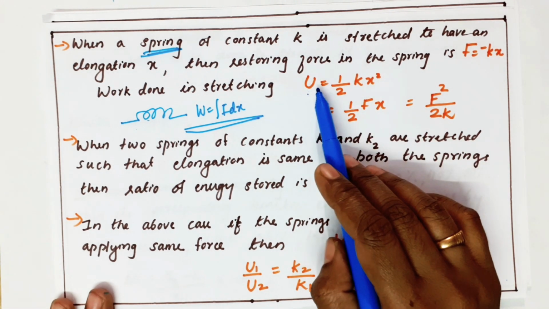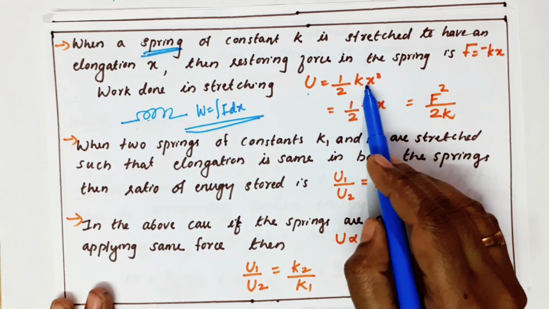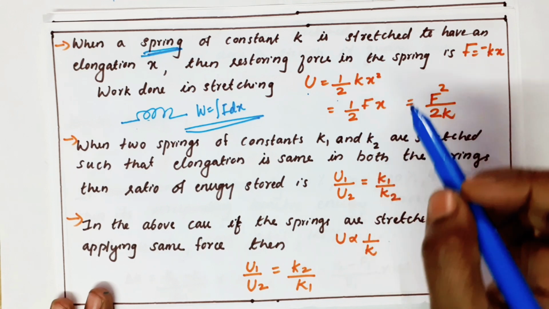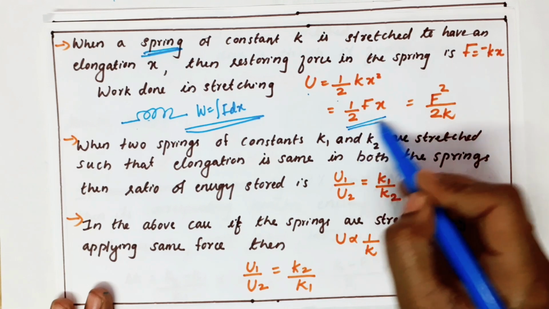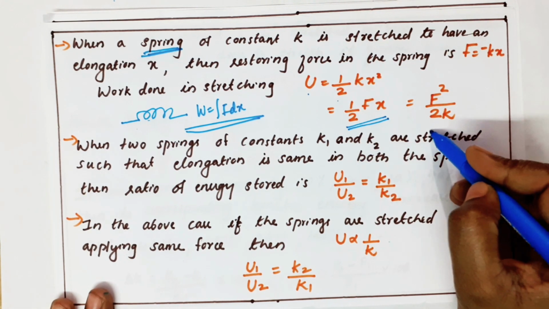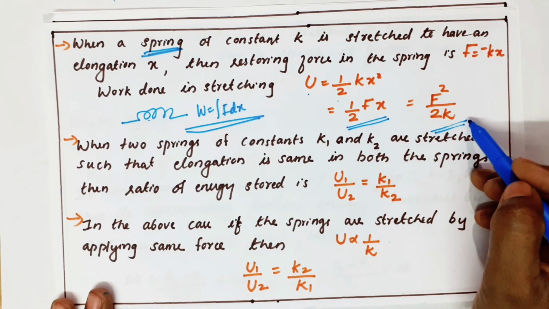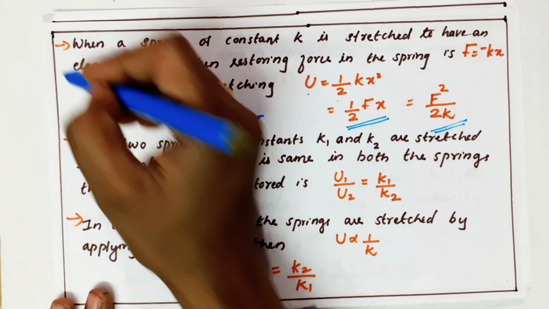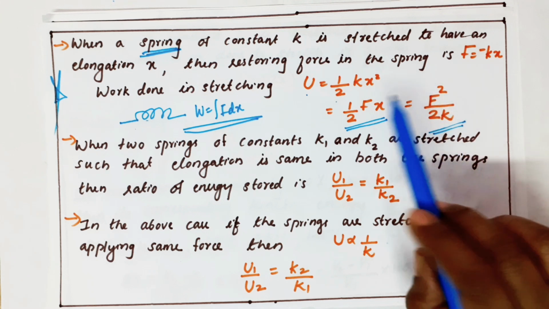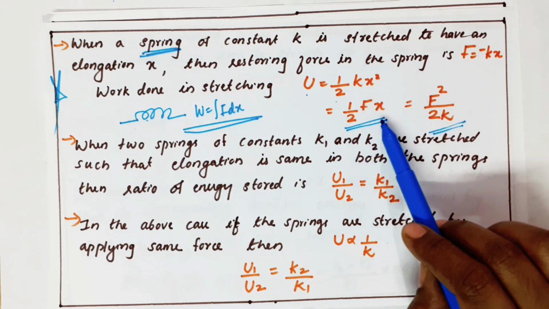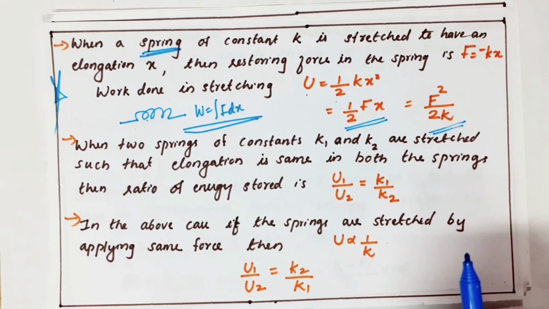So you get a formula for energy: that work is stored as potential energy in the spring, and it is half kx square. If you substitute the value of k as f by x, I can even write half fx. And if you substitute for x, we can write f square by 2k. I've seen in exams this full page is very important. They can write f equal to minus kx, energy equal to half kx square, half fx, or f square by 2k.